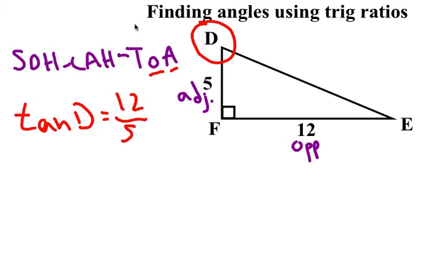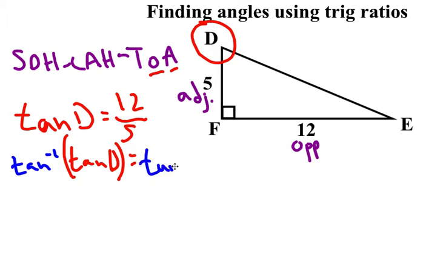So to get rid of the tangent, to undo the tangent, we're going to do something called the tangent inverse. So what we're going to do is take the tangent inverse, which is designated with a -1, of the tangent of D. And when we do that, what it does is it undoes it. But just like any algebraic equation, if we do it to one side, it means we also have to do it to the other side. So that means we're going to take the tangent inverse of 12 over 5.